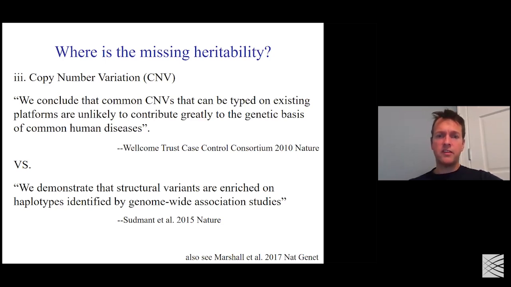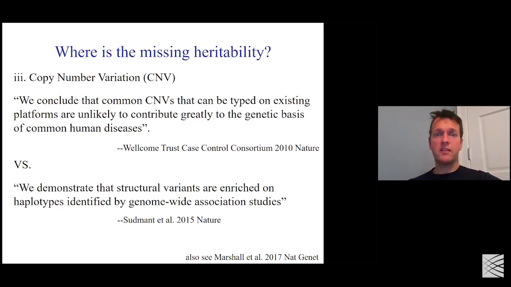And more recent work of Sudman et al. 2015 is suggesting that structural variants are enriched on haplotypes identified by GWAS. So some of the common SNPs that we identify as genome-wide significant in GWAS may be tagging causal copy number variants. So I don't think we have a conclusive answer right now as to whether untyped and untagged or only partially tagged copy number variants are responsible for a lot of the missing heritability. I would like to go out on a limb and hypothesize that this story might be similar to the story with rare variants.